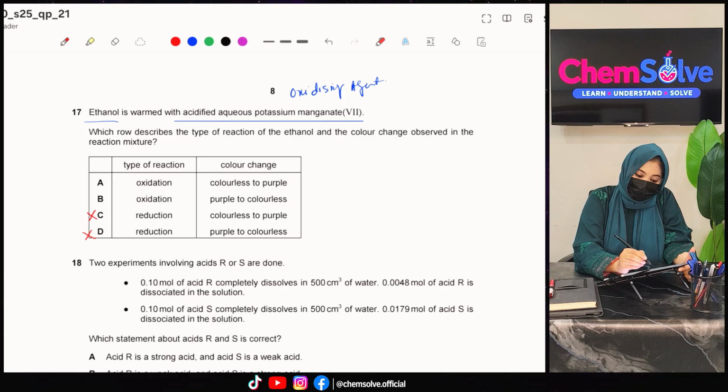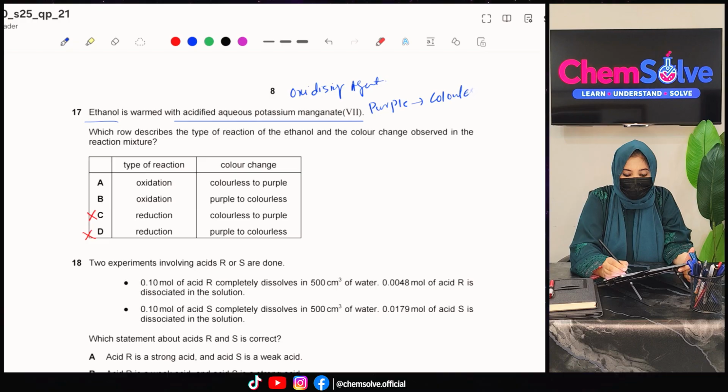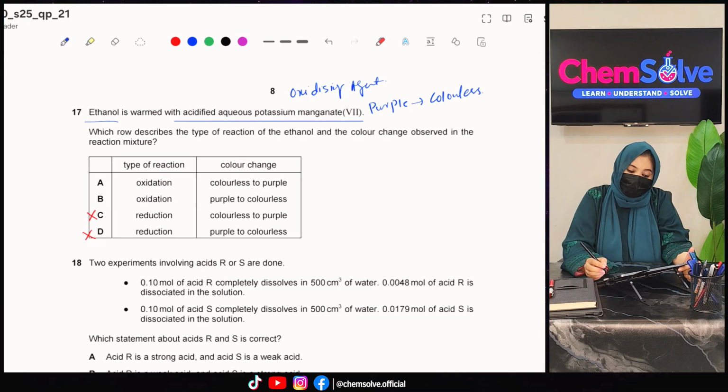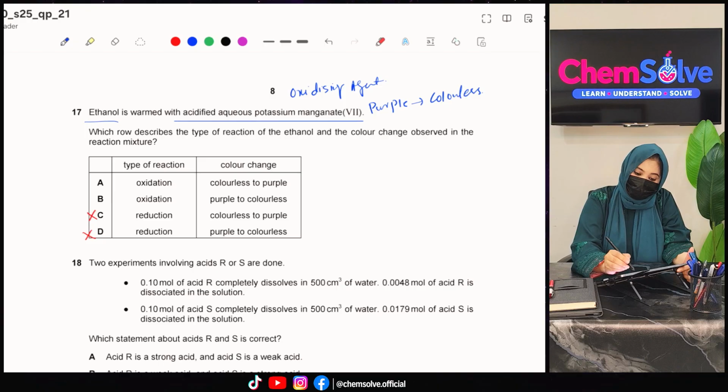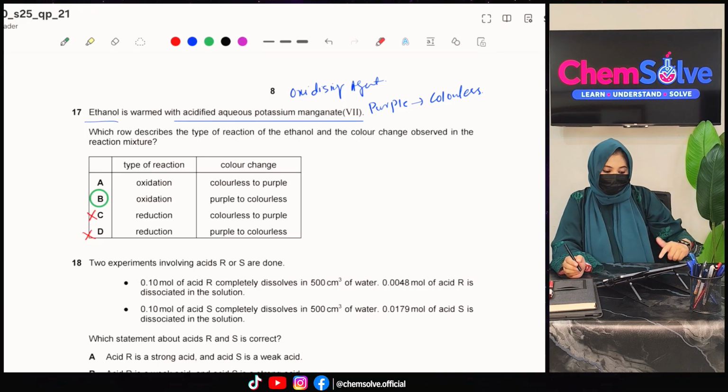And what about the color of the potassium manganate? Its color is purple, and it changes to colorless when the reaction is done. So purple to colorless, of course, option B is the correct one.